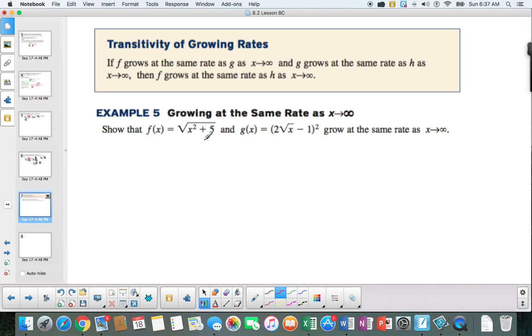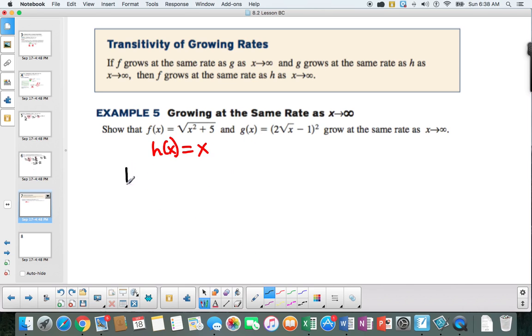And what I'd like to compare them with is h of x, which is x. Now, why did I pick x? Well, the very simplest form here, the square root of x squared, if we disregard the 5, as we go to infinity, the 5 is not going to make much of a difference. This is really close to x. And when you take square root of x and you square it, you're getting close to x as well. So that's why I picked this h.